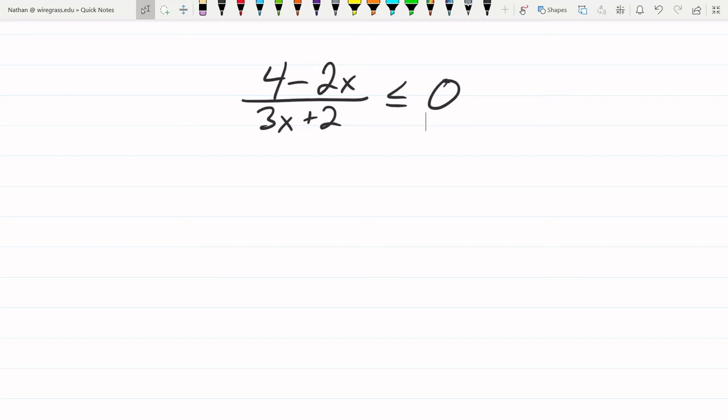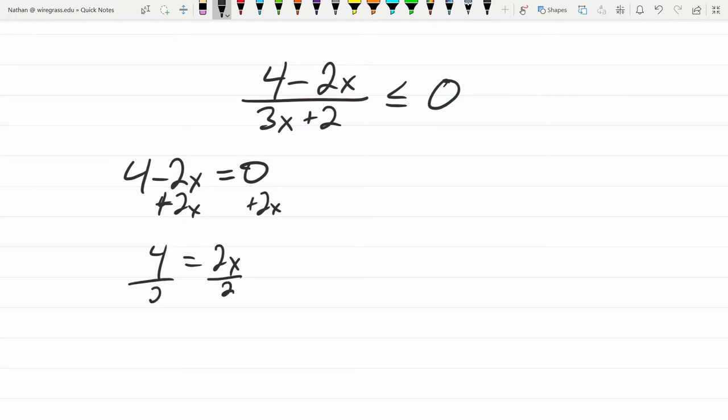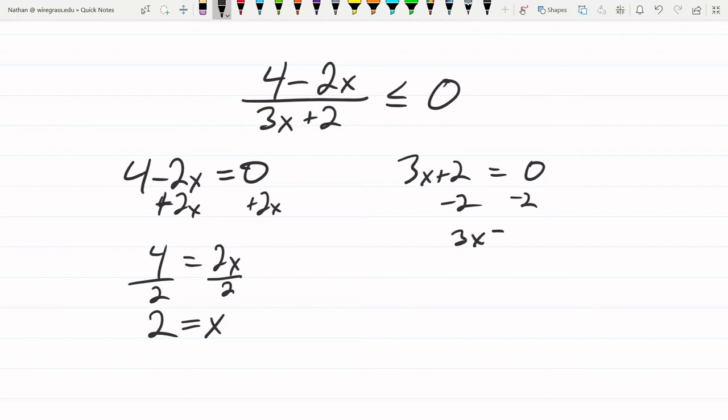Okay, we're going to factor everything. This one's pretty easy. It's pretty much already factored. So all we really need to do is figure out the zeros from the numerator and the zeros from the denominator. From the numerator, we have 4 minus 2x equals 0. Add 2x, and then divide by 2, giving us x equal to 2. That's our first boundary point. The next one, subtract 2, then divide by 3. We get x equal to negative 2/3.